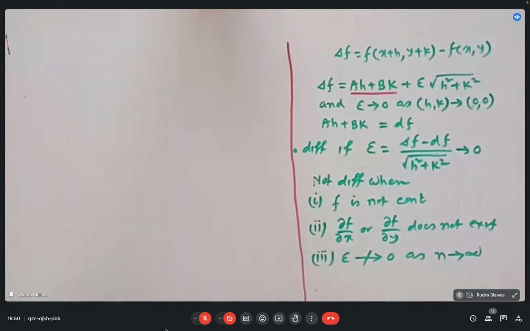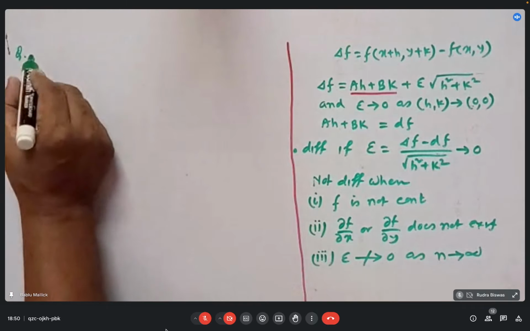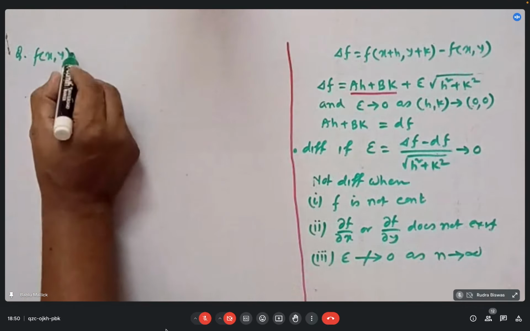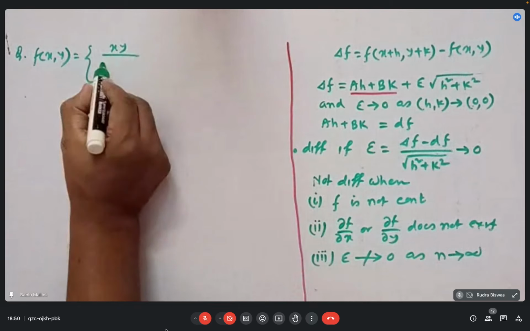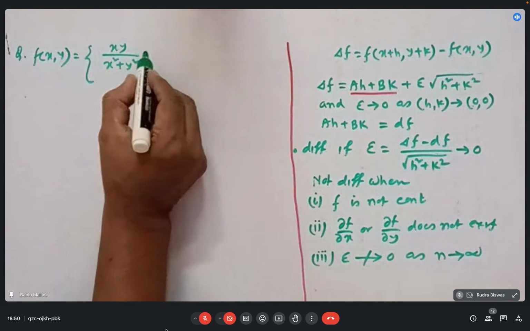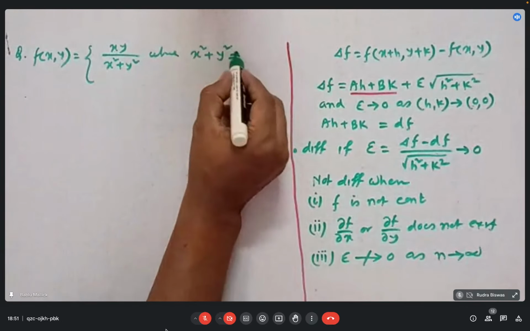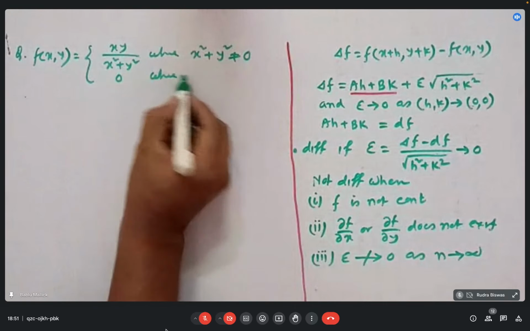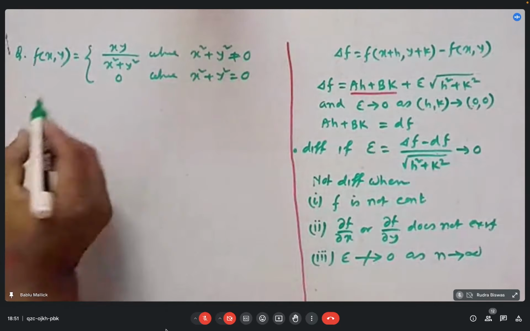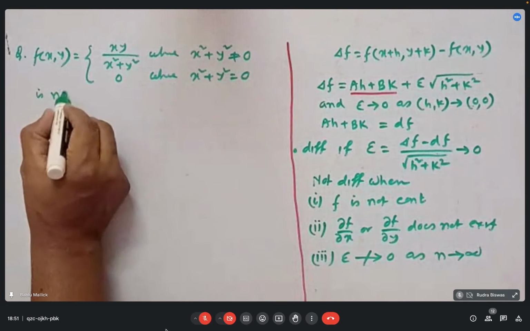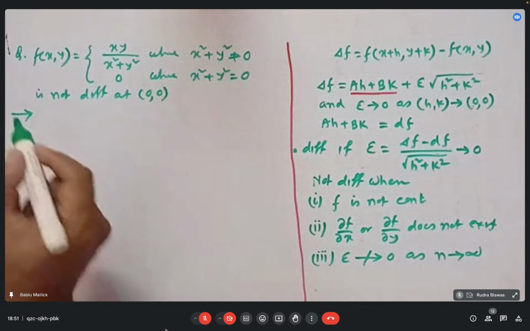Write the question. The question is this: f(x,y) is equal to xy divided by x square plus y square when x square plus y square is not equal to 0, and it is 0 when x square plus y square is equal to 0, is not differentiable at 0 0.